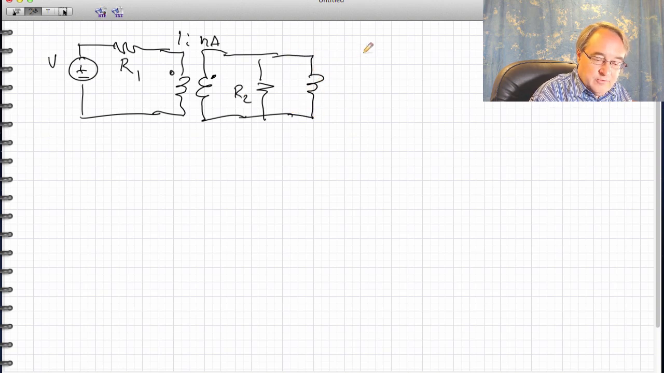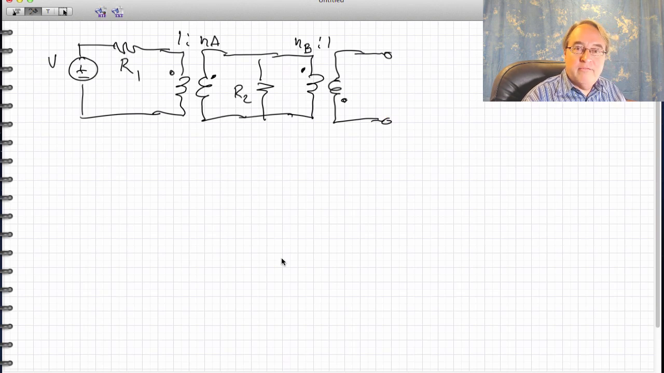and another transformer that has the dots reversed, so the primary dot is on top and the secondary dot is on the bottom of the winding. And let's give this a turns ratio of NB to 1. What we would like to do is find the effective network with respect to the output terminals. And in fact, maybe we'll even solve for the output voltage Vout.